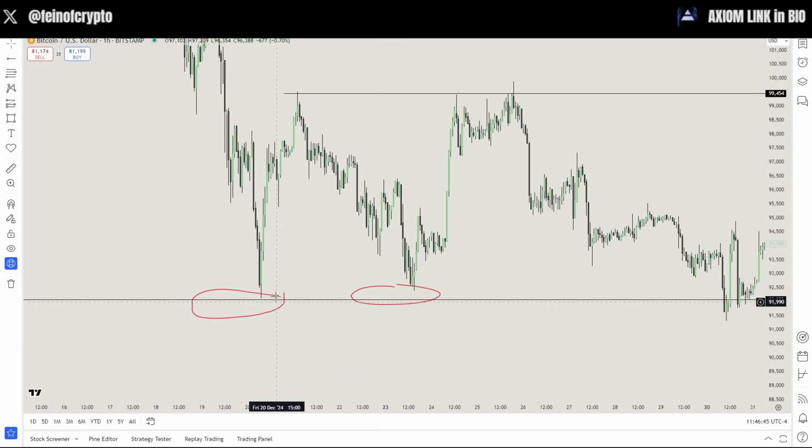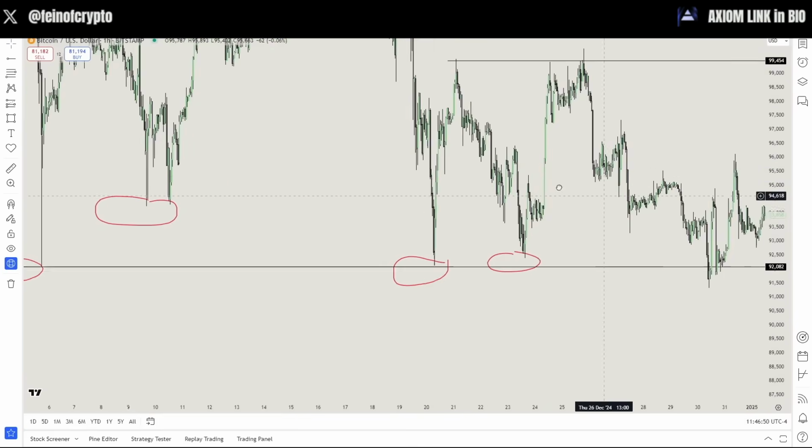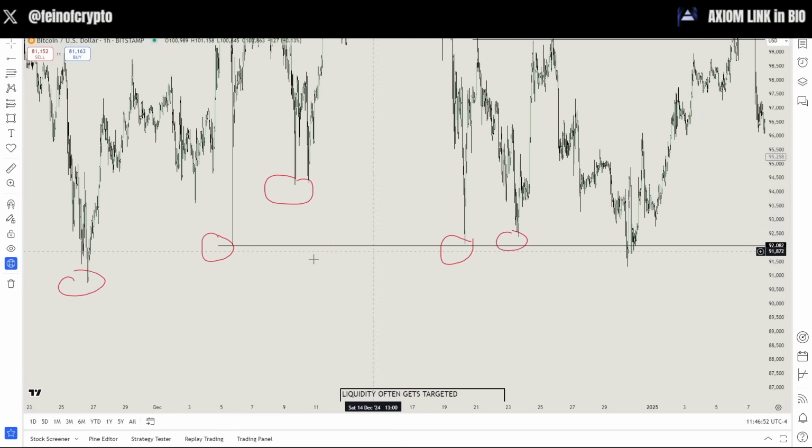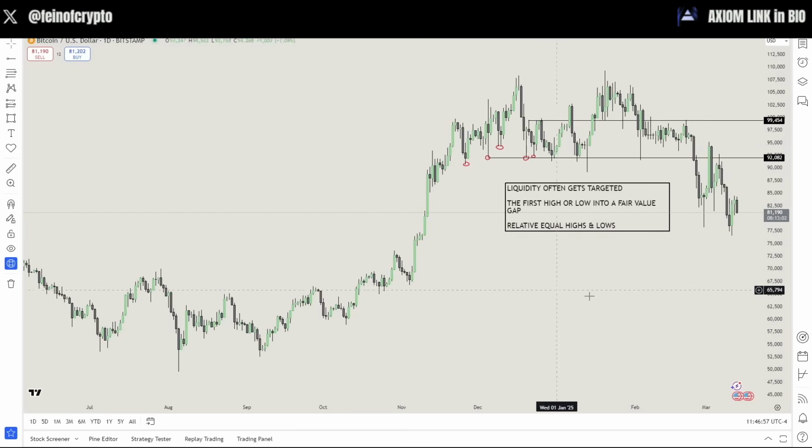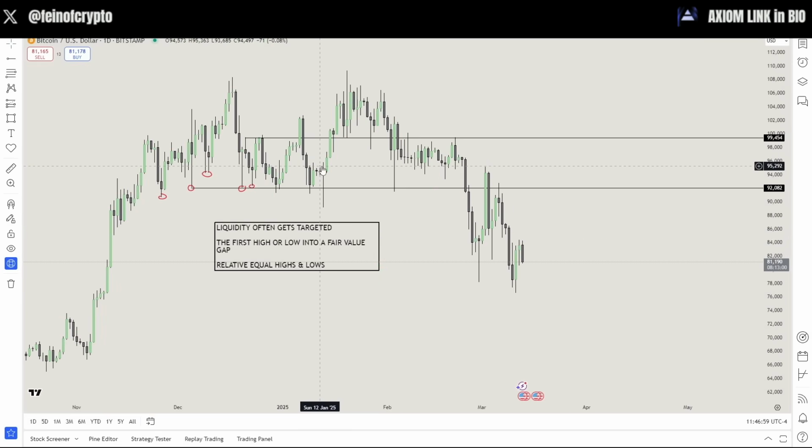They dump it. They tease you. They don't take out this low. They pump it, stop you out, and then they dump it, and then take out this low, this low, this low. And then what do we get? Well, they take it out right here. Then they pump it again, right? Take out this liquidity. Then they dump it again, right? Take out this liquidity, this last one. So they got this liquidity.